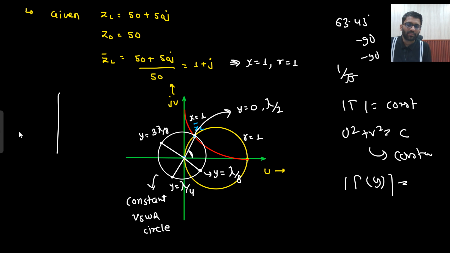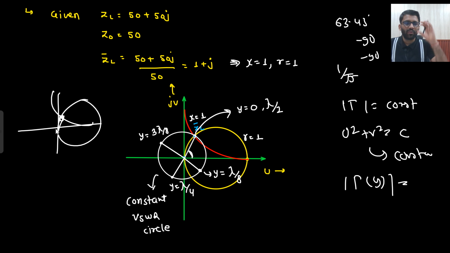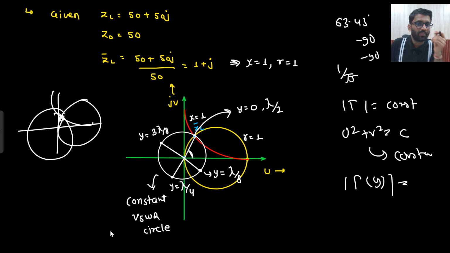So there will be a Smith chart given. You will get to know your ZL dash. You join that point to the origin. That will be your gamma L. Now taking the radius as mode of gamma L, you will draw a circle. That circle will be your constant VSWR circle. Why is that so? Because on that particular circle, the value of gamma is constant.